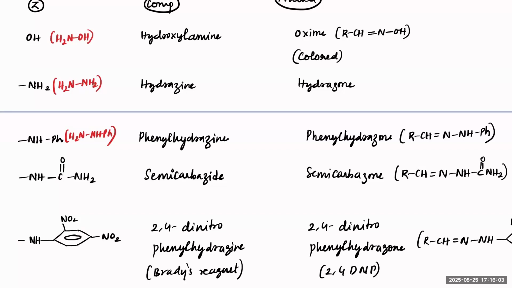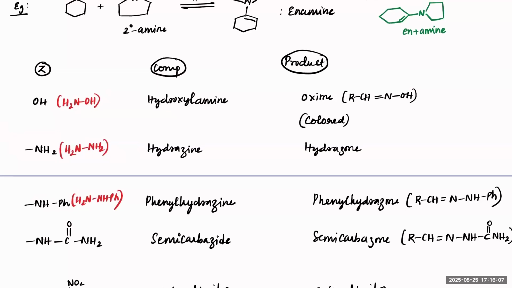So as it reacts with that aldehyde, you remove that and you will get C double bond N with that OH group. Now this functional group is called oxime. C double bond N with an OH group, that is called oxime. Okay. Any doubt? Right. Next.